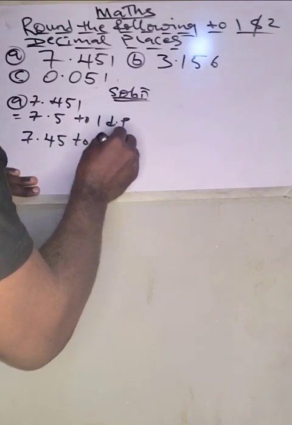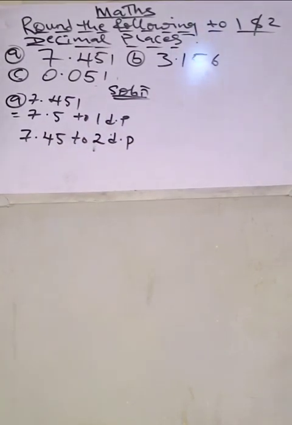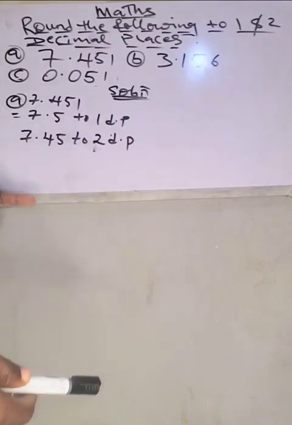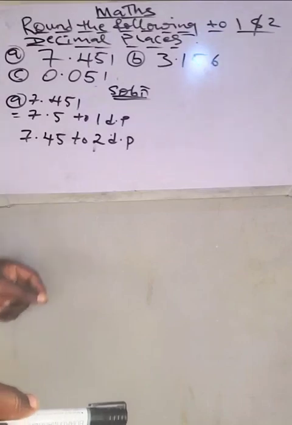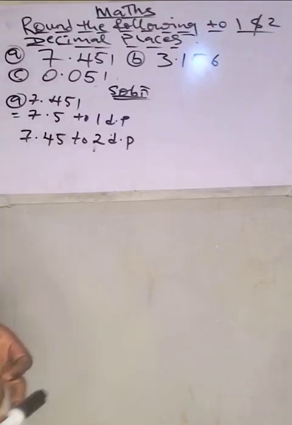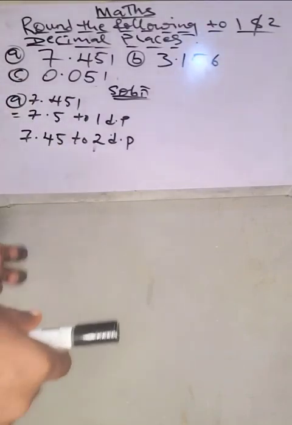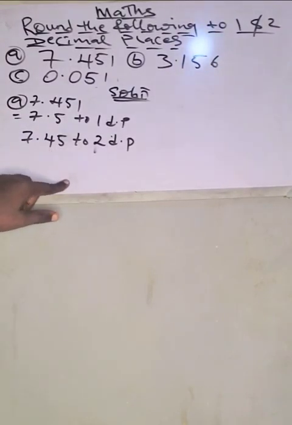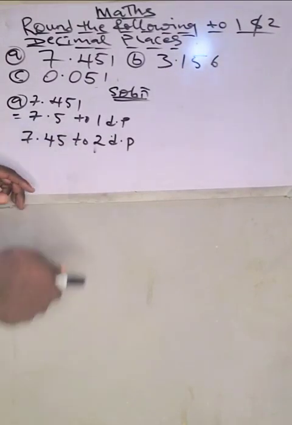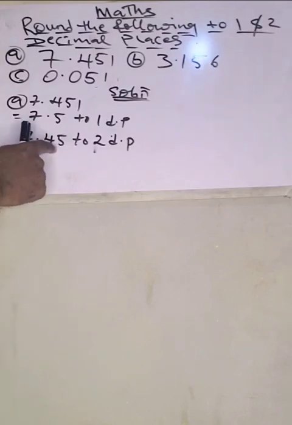Remember, after the decimal point, you must have only 2 digit numbers after the decimal point, because the question says to 2 decimal places. You must have 2 digit numbers after the decimal point, and the 2 digit numbers you have here are 4, 5.